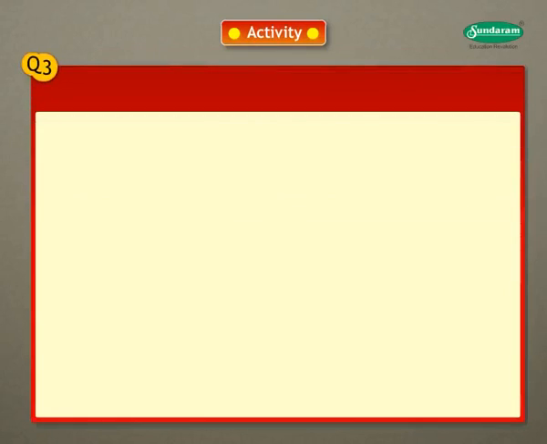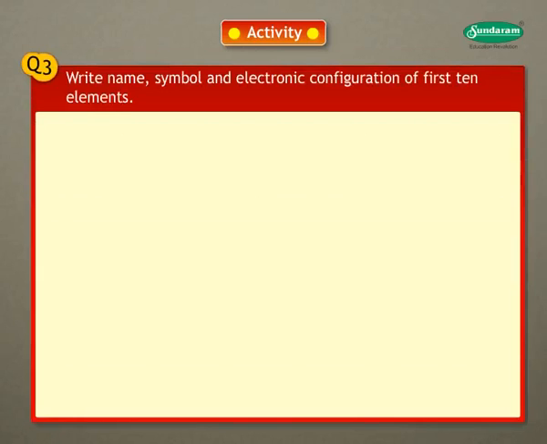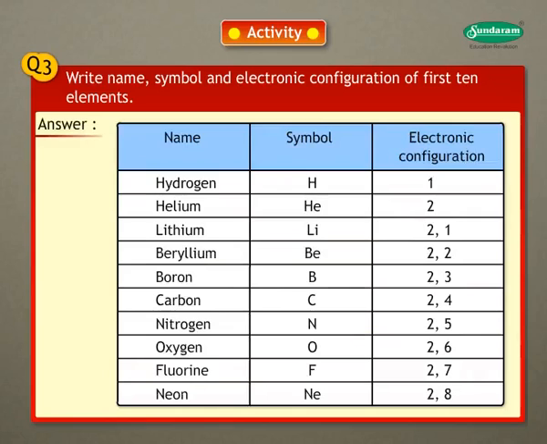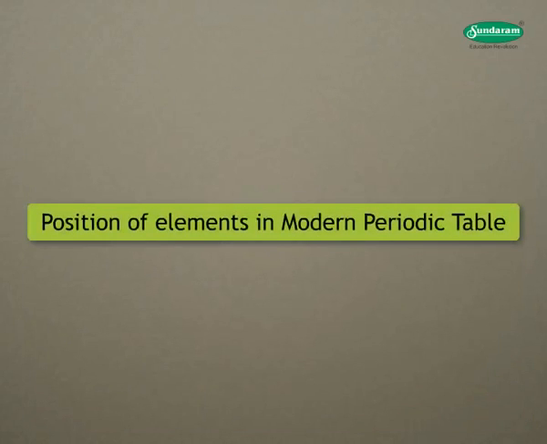Question 3. Write name, symbol, and electronic configuration of the first 10 elements. Answer. The electronic configuration of the first 10 elements can be seen on the screen. The first column gives the name of the element, the second gives the symbol, and the last column gives the electronic configuration of each element.